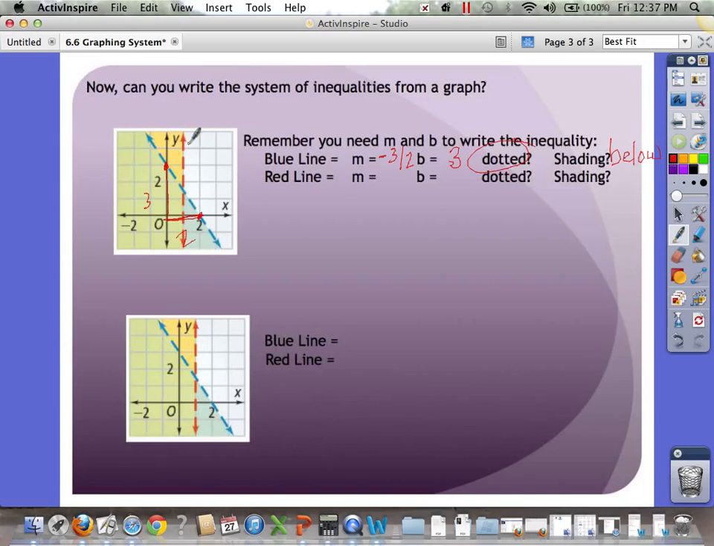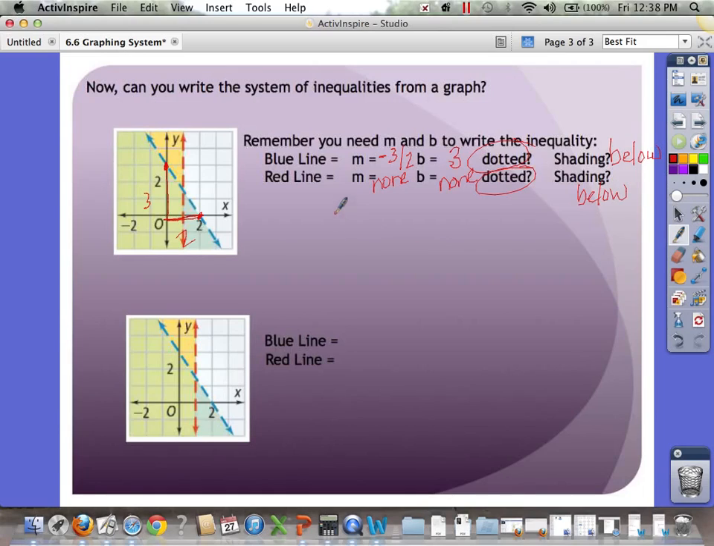Let's look at the red line. All right, the red line, what kind of slope does that have? That's right, it's undefined. So there's this we don't need. This is a none. Undefined means it's going to be what kind of equation? That's right, it's going to be an x something. Okay, where does it cross your b? Well, it doesn't cross your b ever on this one. It's only crossing the x, so that's a none. Okay, so it is dotted, and it is shaded which way? To the left. So it's going to be like a below.